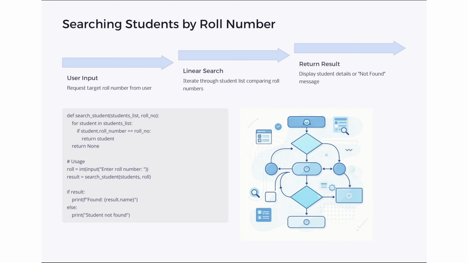To search for a student by roll number, prompt the user for the roll number. Use a linear search to iterate through the student list, comparing roll numbers. If a match is found, display the student's details. Otherwise, inform the user that the student is not found.